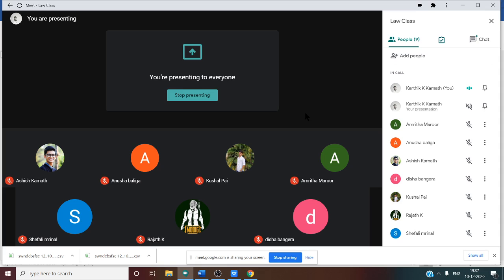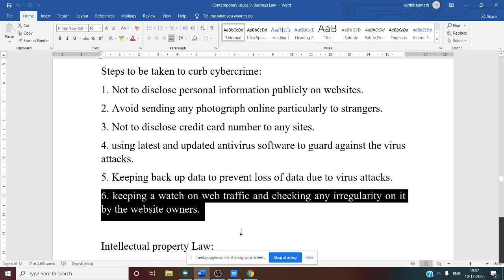Now, sixth one, keeping a watch on web traffic and checking any irregularity on it by the website owner. You may know the network chain link business. Under chain link business, there is Royal Holiday, the famous thing, and chit funds. These are the things we should avoid because they may be attractive at the beginning, but at the end of the day, they may cause loss or damage to the individual. That is why we have to avoid these things. So these are the things covered under steps to be taken to curb cybercrime.